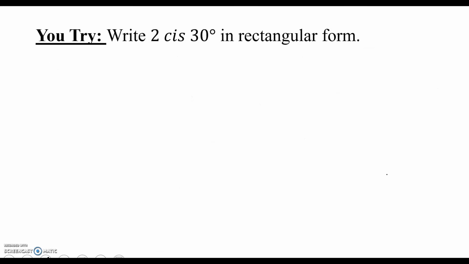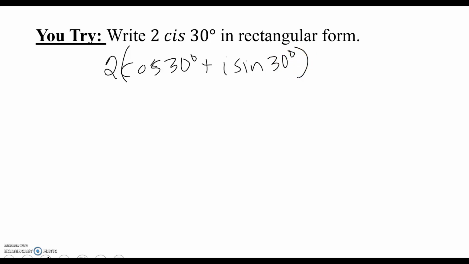All right, one last thing. I want you to try to write 2 CIS 30 degrees in rectangular form. So go ahead and pause the video for a moment and see what you get. Remember, CIS is short for cosine 30 degrees plus i sine of 30 degrees. Cosine of 30 degrees is square root of 3 over 2, and sine of 30 degrees is 1/2.